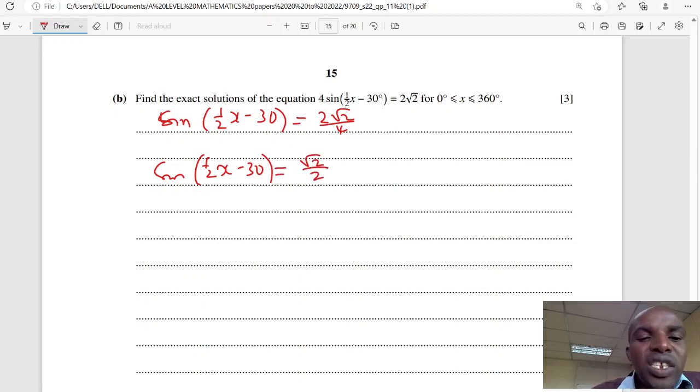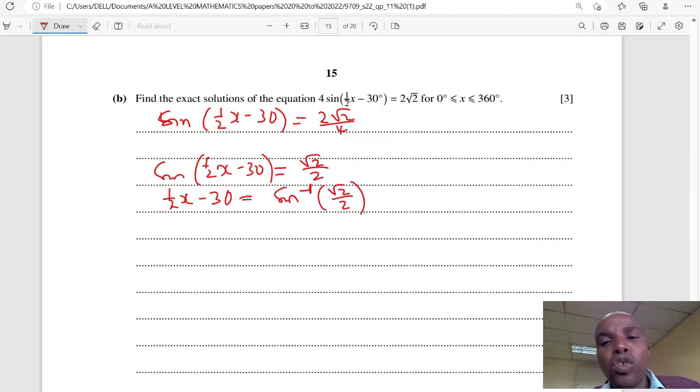Right. Then you'll be left with half x minus 30 equals arc sine, the power minus 1, of root 2 over 2. What is arc sine of root 2 over 2? And our angles must be in degrees in this case. So you say arc sine of root 2 over 2.